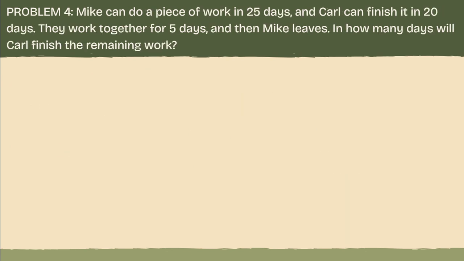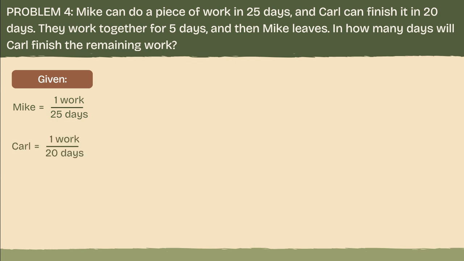Problem 4. Mike can do a piece of work in 25 days and Carl can finish it in 20 days. They work together for 5 days and then Mike leaves. In how many days will Carl finish the remaining work? Let us write the given. For Mike, his rate is 1 work per 25 days, while that of Carl is 1 work per 20 days. Another given is that Mike and Carl work together for 5 days.